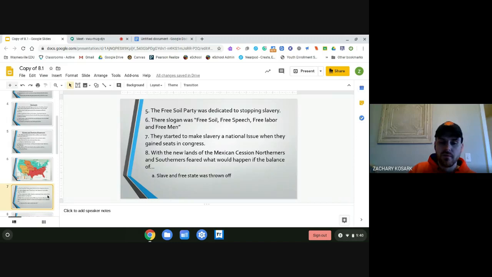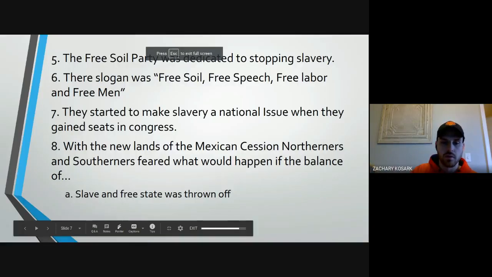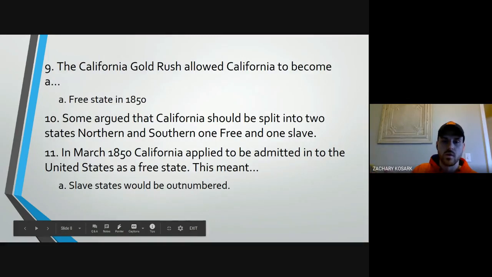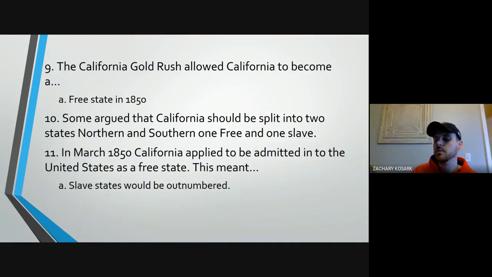So the Wilmot Proviso does not pass because the pro-slavery people are not going to go for that. The Free Soil Party gets it into the national conversation as a national issue. The California Gold Rush allows California to become a state. In 1849, the 49ers go out there. We've talked about that. It becomes a state in 1850.